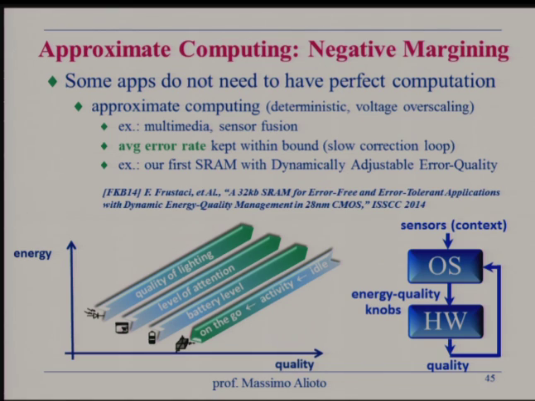If you're curious, you can check out this paper that we published this year at ISSCC in collaboration with University of Michigan, where basically we demonstrated the first SRAM with dynamically adjustable energy quality trade-off.